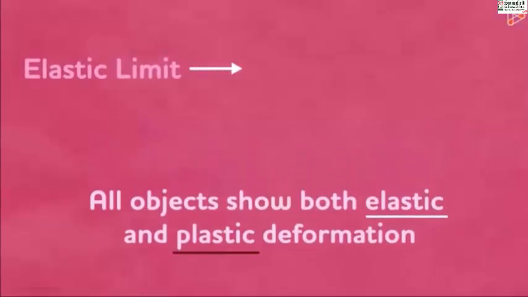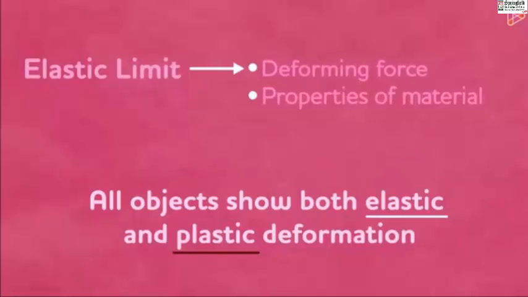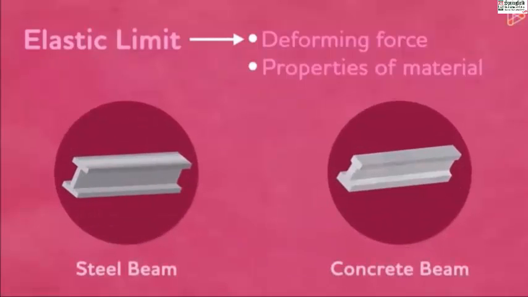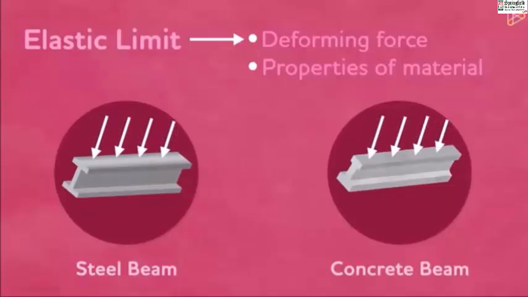The elastic limit depends on the deforming force applied on the object and the properties of the material it is made up of. And it is important for engineers to know the elastic limits of things such as metal beams and concrete. That is, the limit to which they can uphold the load without getting permanently deformed or cracked.